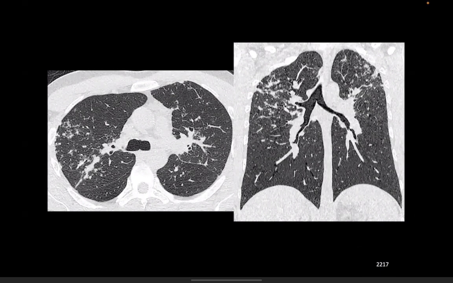Classical diagnosis, what is it? Not TB? Sarcoid. Yeah, sarcoid. Absolutely characteristic. Bronchovascular beading, subpleural nodulation, and there's no mistaking that for sarcoid.